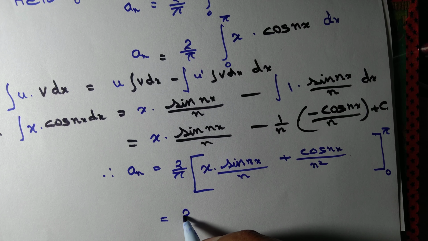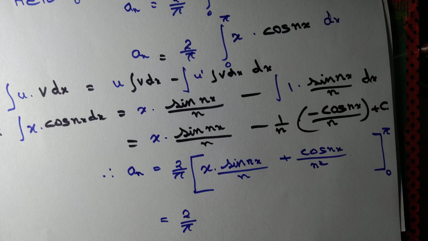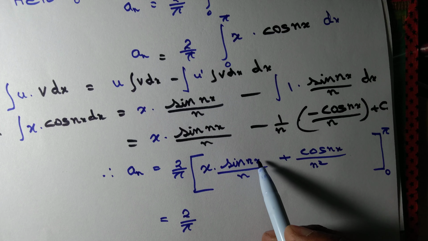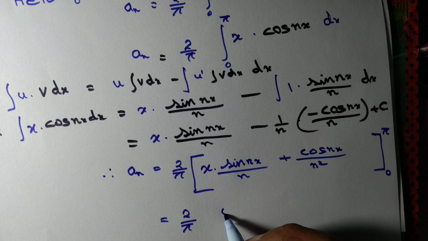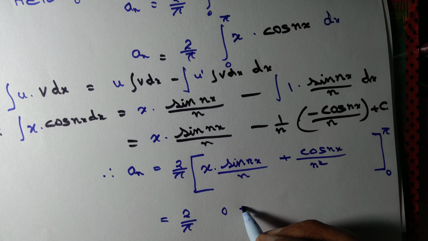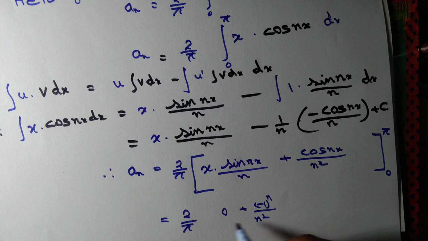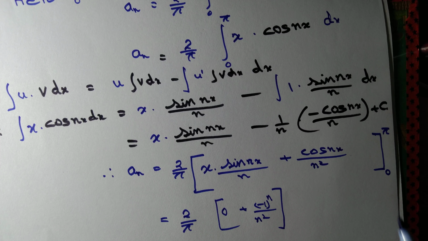2/pi, that's just a constant. When I write x equal to pi, sin n pi is 0. So that's just a 0. Cos n pi is (-1)^n by n² as it is. So we have computed the integral for x equal to pi.